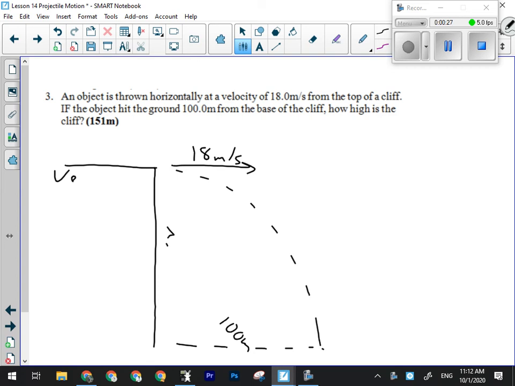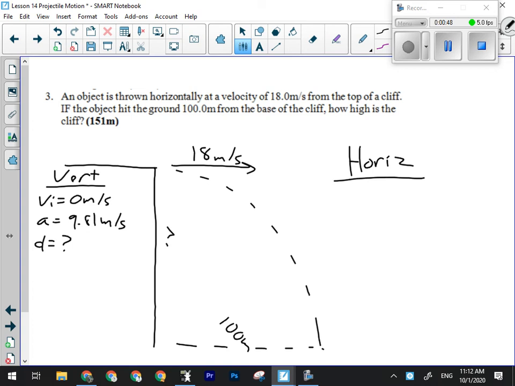Vertically speaking, if it's thrown horizontally, we know VI is 0 meters per second. We know the acceleration is 9.81 meters per second squared, and we're looking for the vertical displacement, because that's the height of the cliff. From a horizontal perspective, we know that it is moving at 18 meters per second, and that it's going to travel 100 meters.